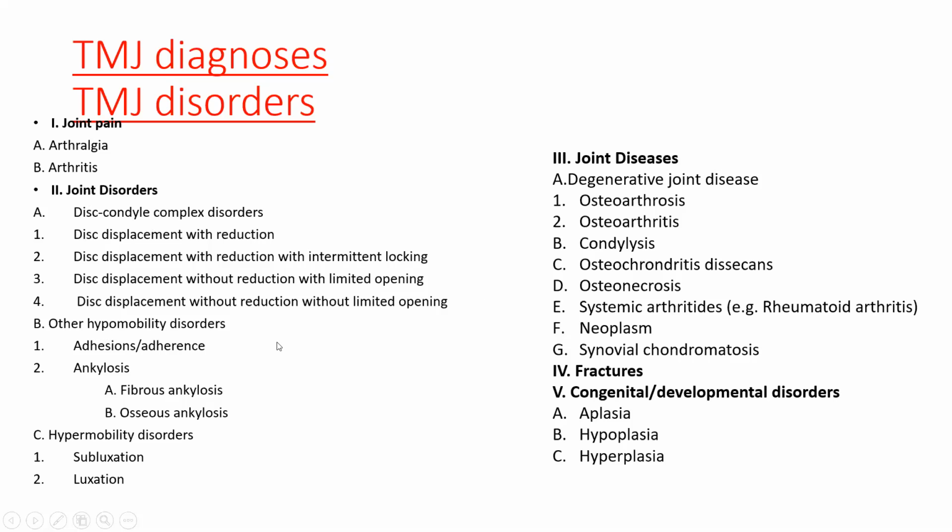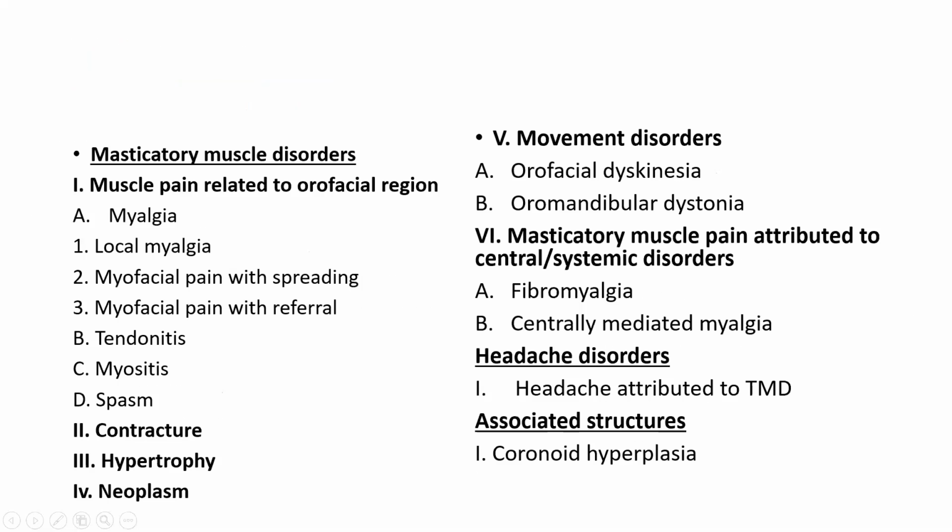And other disorders include adhesions, adherence, and ankylosis, which could be of fibrous and osseous type. And hypermobility disorders can be subluxation, which is due to partial dislocation of the joint, and luxation, which is complete dislocation of the joint. It also includes joint disease, which includes degenerative joint disease, osteoarthrosis, and osteoarthritis. It can be condylysis, osteochondritis dissecans, osteonecrosis, systemic arthritis, that is rheumatoid arthritis, neoplasm, and synovial chondromatosis. And it also can include fractures and congenital and developmental disorders, which generally include aplasia, hypoplasia, and hyperplasia.